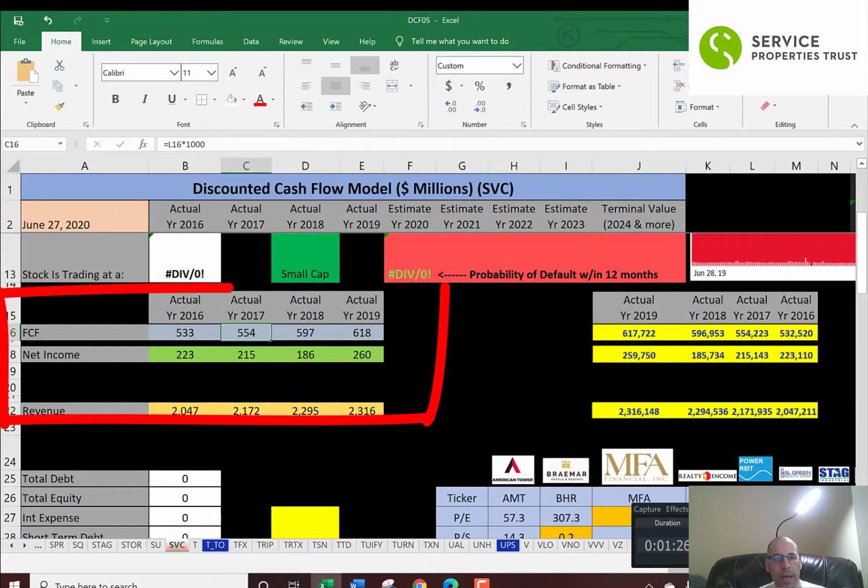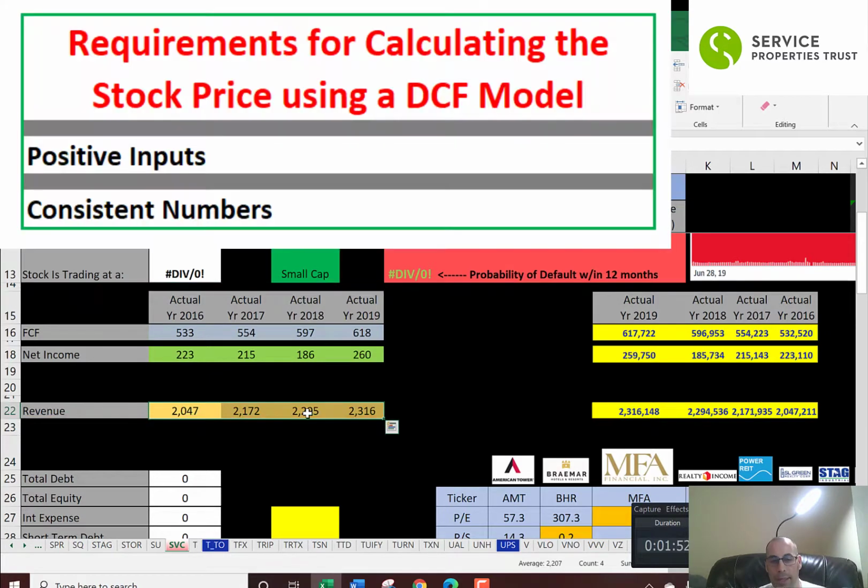You can see free cash flow is fairly steady each year, 500 to 600 million. Net income is also steady, 180 million to 260 million. And revenue seems to be increasing every year a little bit. So these are all good signs. The only way you could really value a company is if they have consistent numbers, because if they're really inconsistent, or if they have a lot of negatives, it's really hard to value.